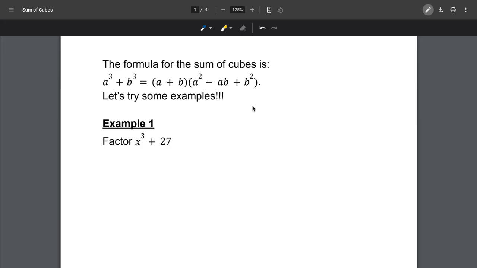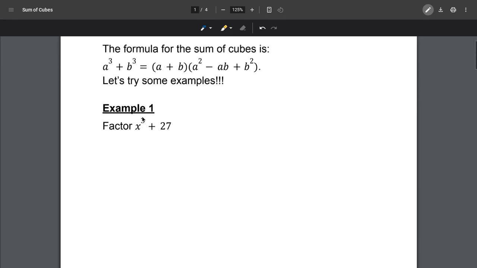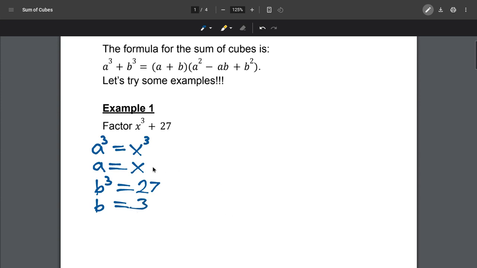So let's get started. Okay, so let's look at this first one. We have to identify what is a cubed, given this generic formula here. So in this case, a cubed is x cubed. So therefore, a is equal to x. And b cubed, well, that's going to be 27. So therefore, b, the cube root of 27 is 3. So b is 3. So let's follow our formula here.